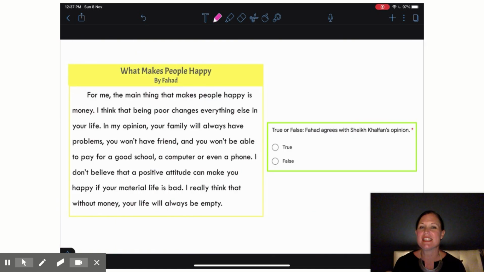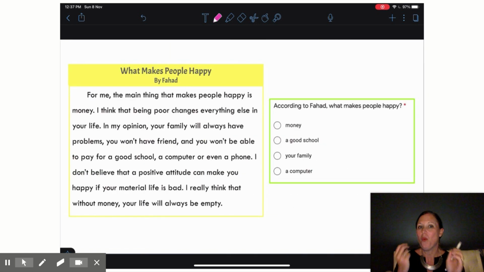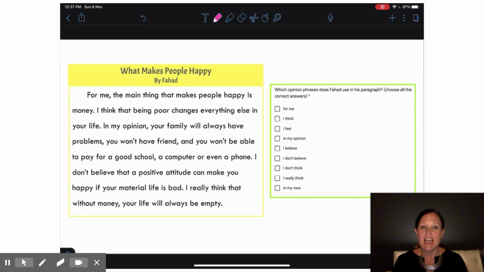All right, so the first thing is true or false. Does Fahad agree with Sheikh Khalfan's opinion? Well, no, he doesn't, because according to Fahad, what makes people happy? That's right, it's money. And Sheikh Khalfan actually doesn't say one thing or the other about money, but according to Fahad, money is what makes people happy. He goes on to give his opinion, and he uses some phrases to do that.